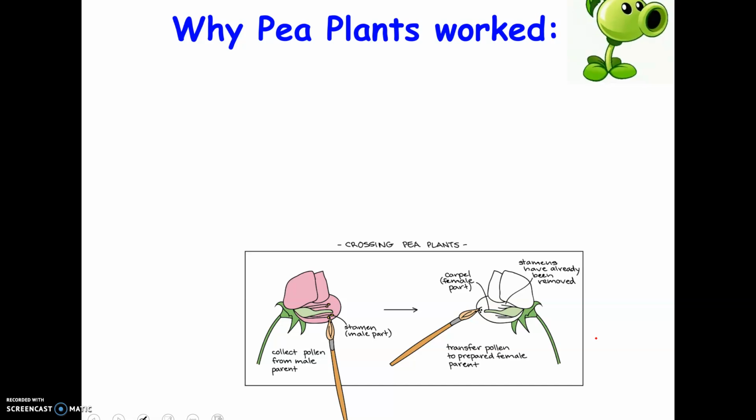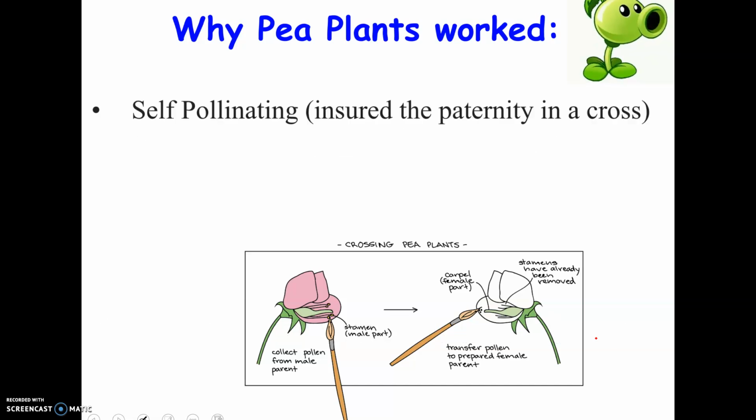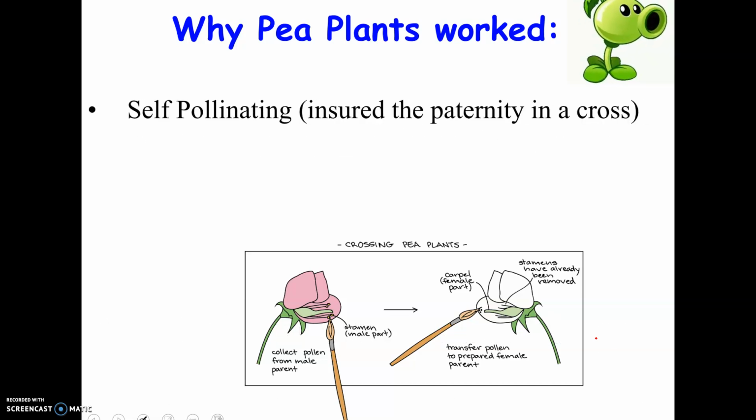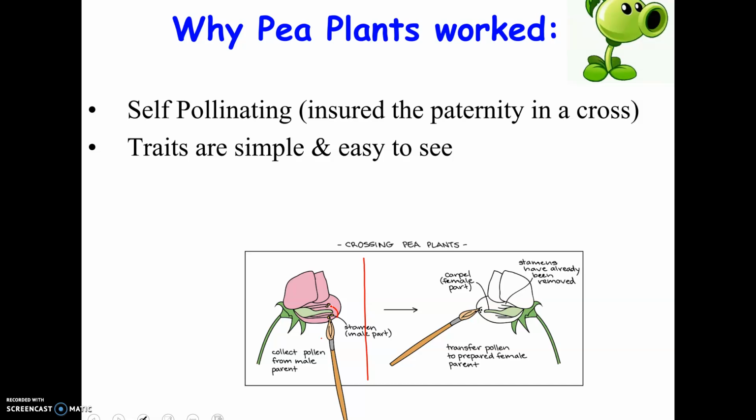Okay, so it turns out that garden peas were a really, really good choice for several reasons. The first one, and this is kind of a unique thing for plants in general, is that they were self-pollinating. They still reproduce sexually, but a single pea plant, you can see this in the diagram here, has both male and female parts. So if he just left this plant alone, it could fertilize itself. And he would therefore ensure the paternity of the cross. He didn't have to guess if there could be contamination, because the plants would simply fertilize themselves. That's called self-pollinating. These other reasons are also important. The traits were simple and easy to see.